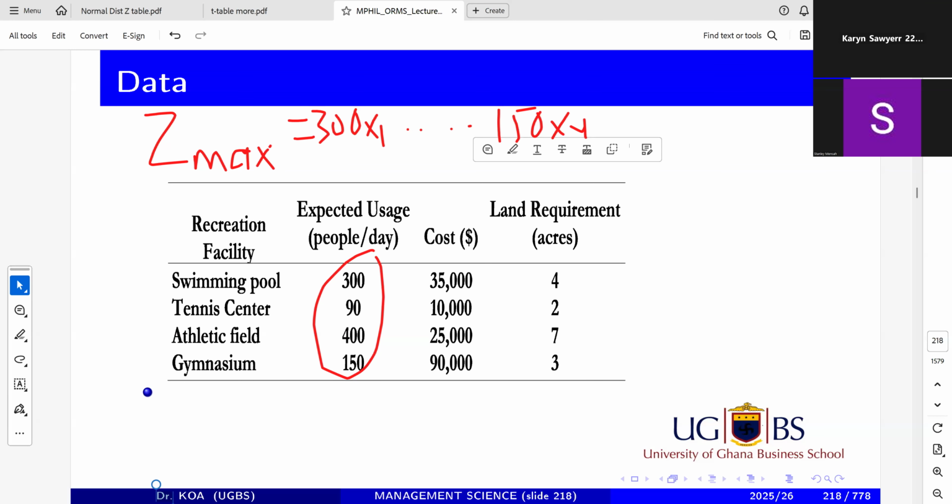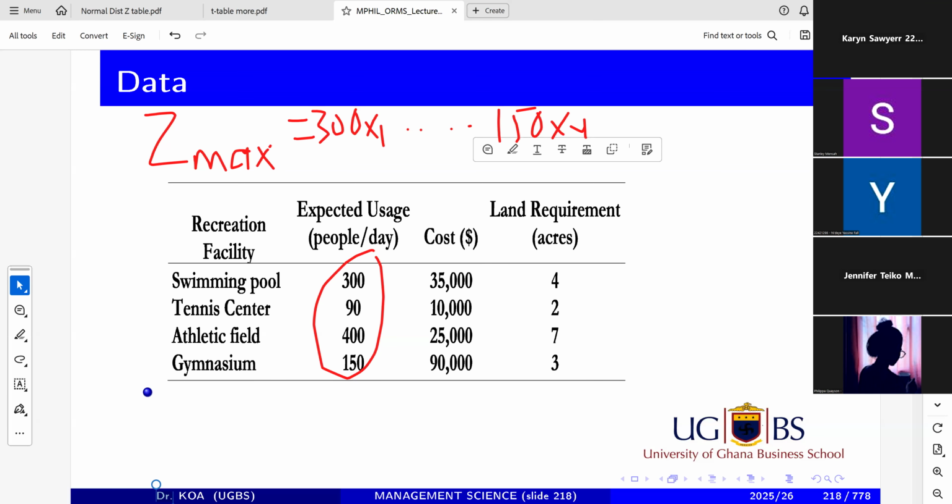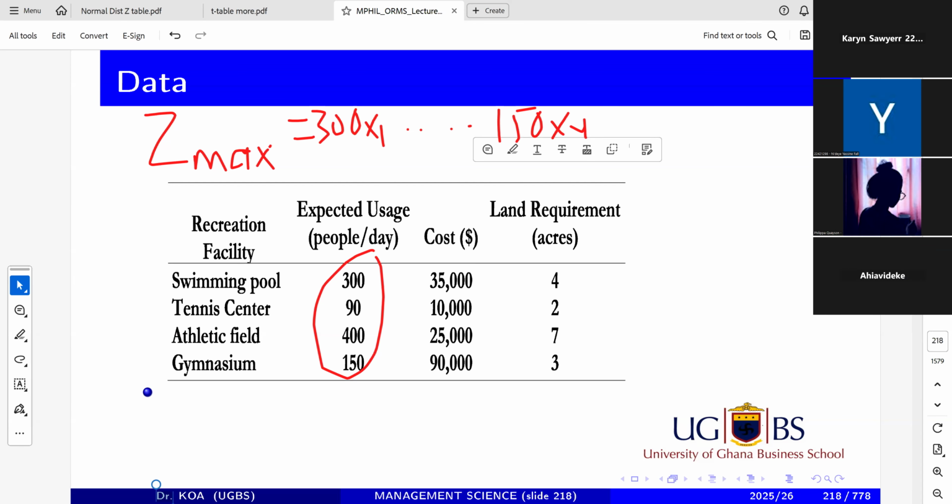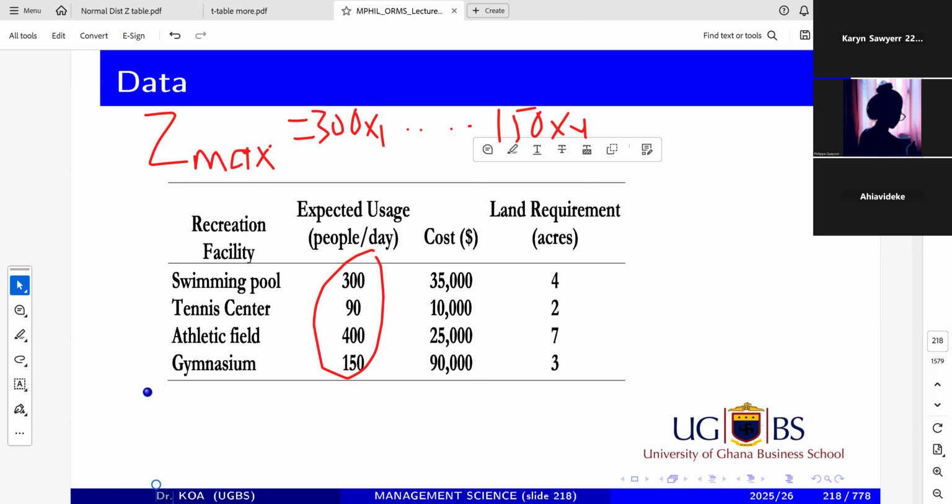Karen. Sir, please, the constraints for the budget will be subject to 35,000 x1 plus 10,000 x2 plus 25,000 x3 plus 90,000 x4 less than or equal to 120,000.